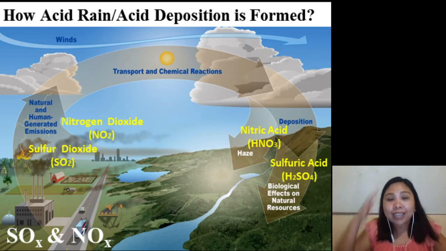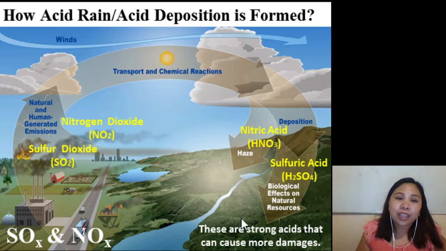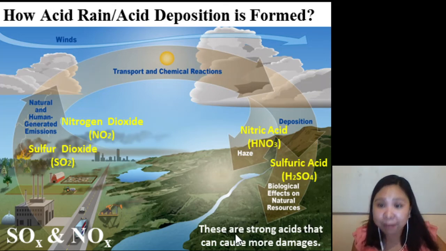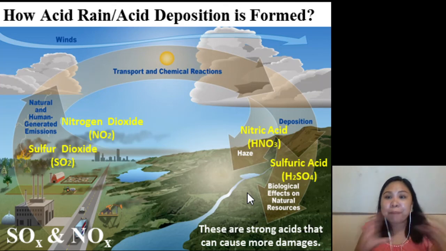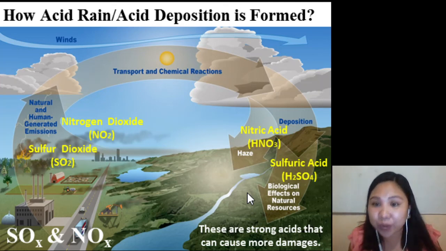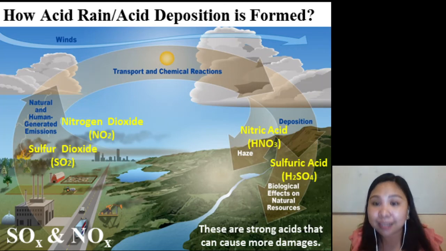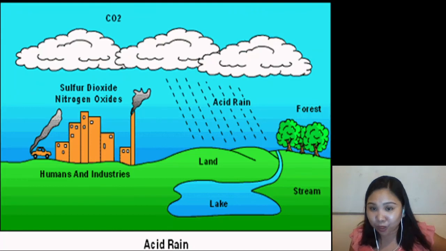That is why the rain becomes acidic. So, these are strong acids that can cause more damage. A small amount of this acid will not be that strong, pero kapag sobrang dami na ng concentration nitong mga acids na to, sobrang dami na po ng mga damages na nakukuha nila.